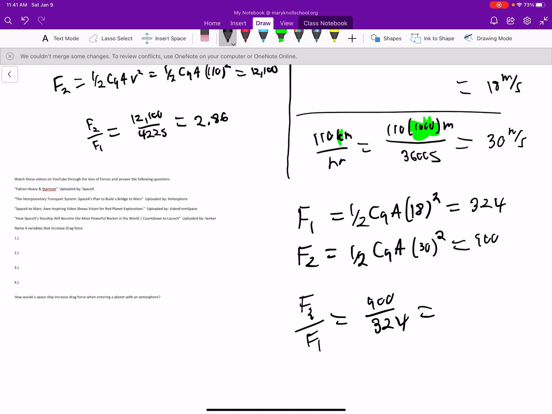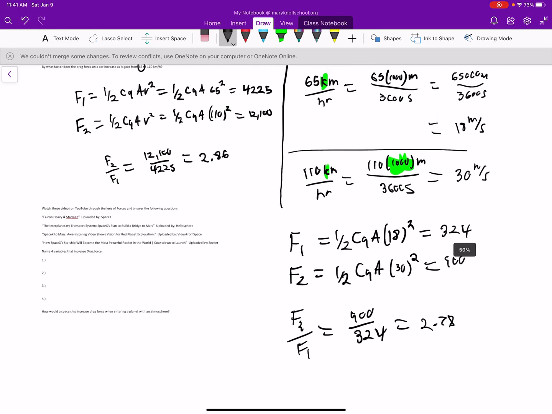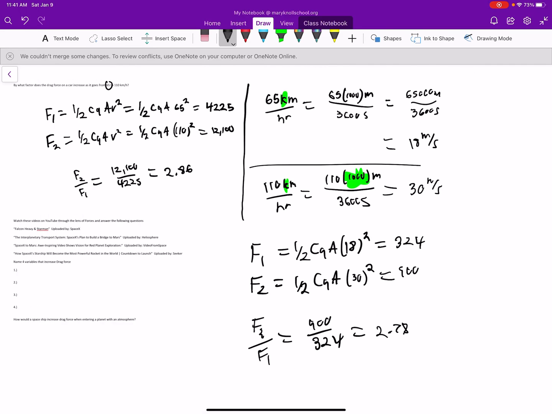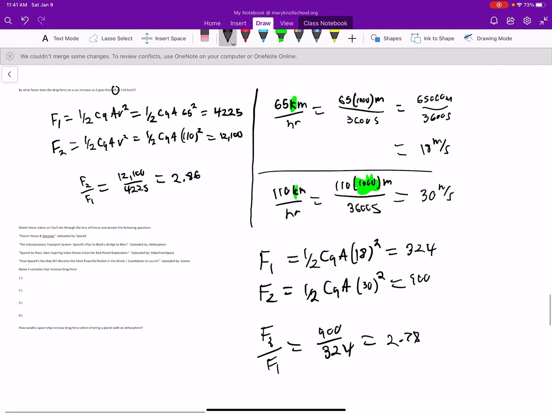and we get 2.77 this time. That was because we were rounding, or 2.78. It's about the same thing. You'd get the same answer on a multiple choice test. And we should have probably been a little bit more accurate with these numbers, 18 and 30. But yeah, there you go.